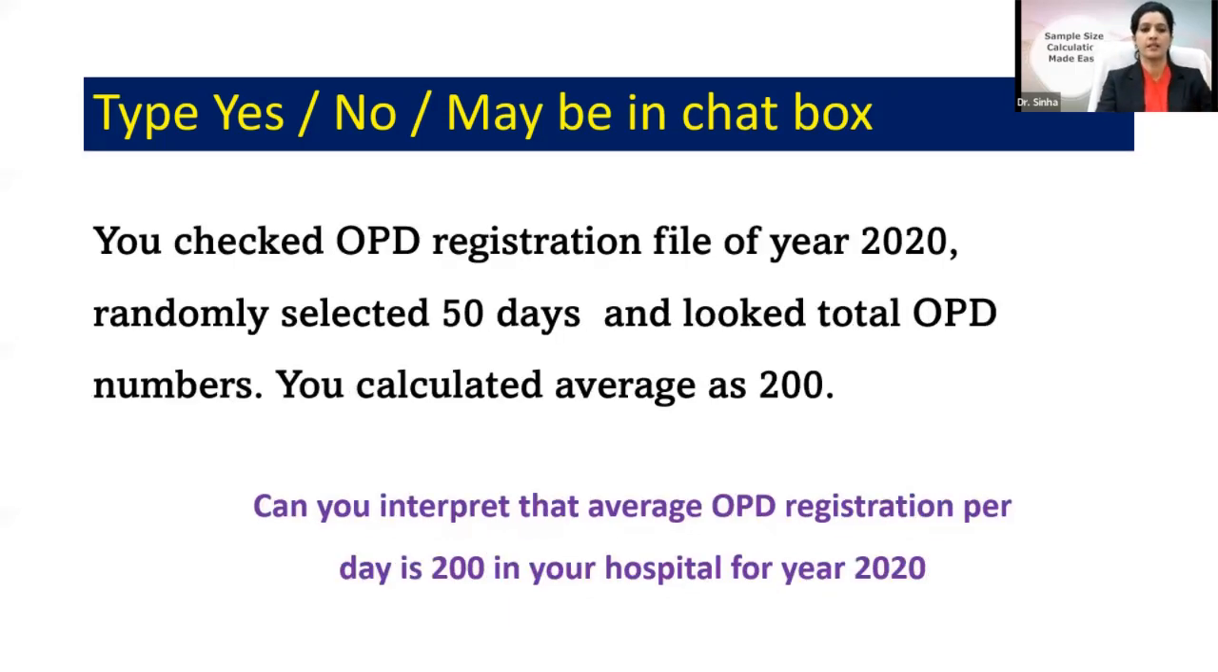Now, this is the third question. You check the OPD registration file for the year 2020 and you randomly select 50 days. Based on those 50 days, you calculated the average as 200, and now you are interpreting that the average OPD registration per day is 200 in your hospital for that year. Most of you are answering maybe, or there were a few no's also, but the correct answer would be either yes or maybe, because we don't know the sample size.